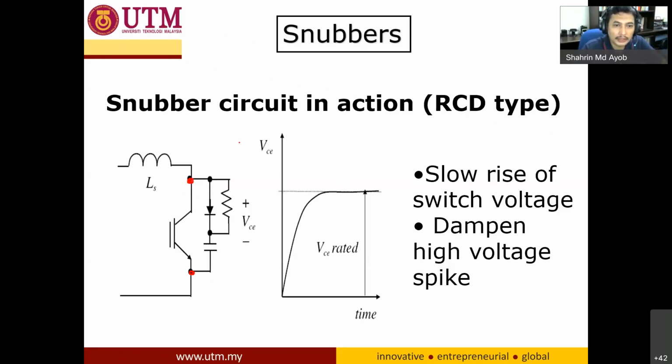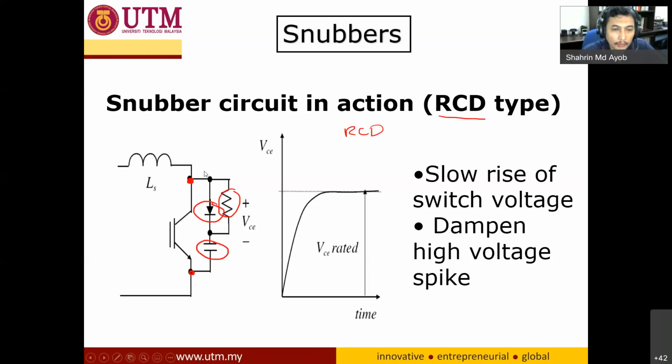This one we call the RCD type. So what is RCD? Why is it RCD? Because we have a resistor, we have a capacitor, and we have a diode. That's why we have RCD.